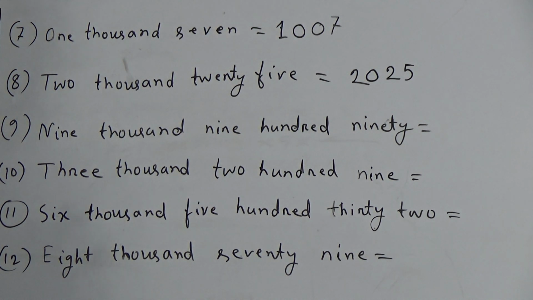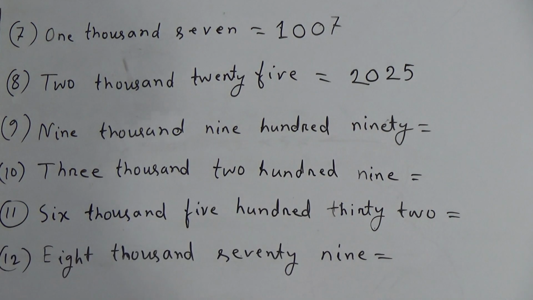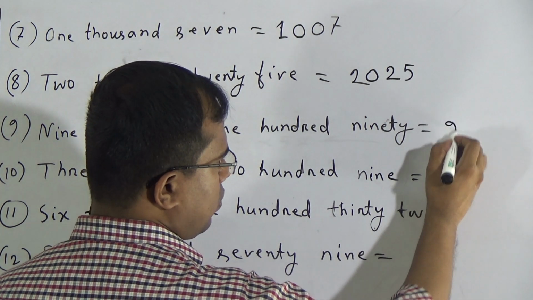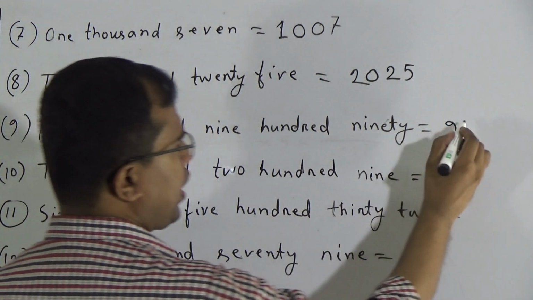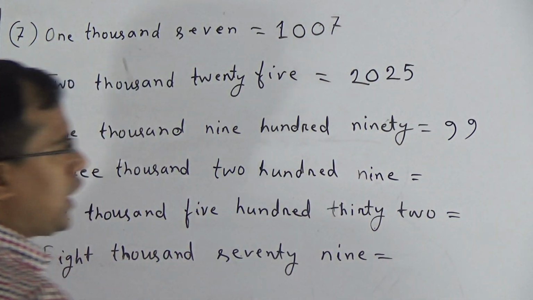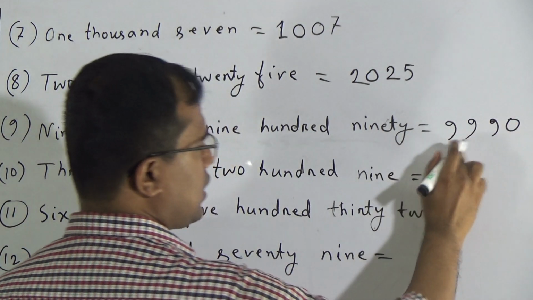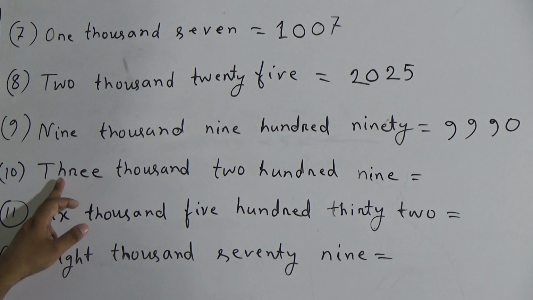Now, students, number 9 is 9,990. In the thousands place we will write 9, and then 900, in the hundreds place also we will write 9. Then 90. This is 9,990.